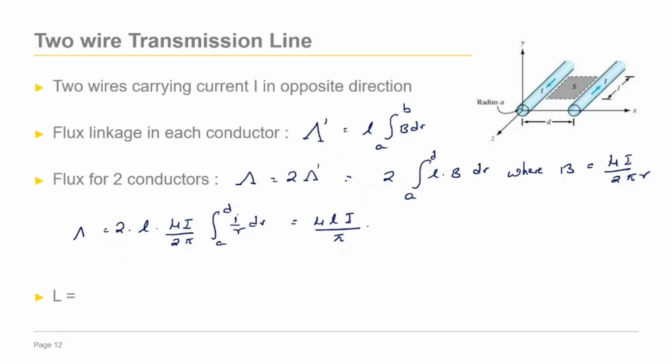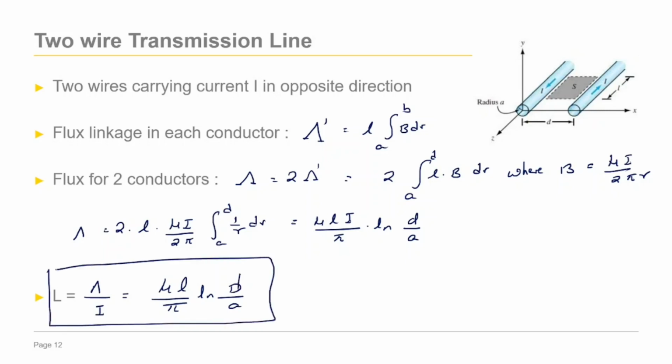The integral of 1 by r is log, so natural log of d by a. In turn, my inductance L is flux linkage by current. So total flux divided by current is going to be mu L by pi natural log of d by a. In a two-wire line, L is mu L by pi natural log of d by a.